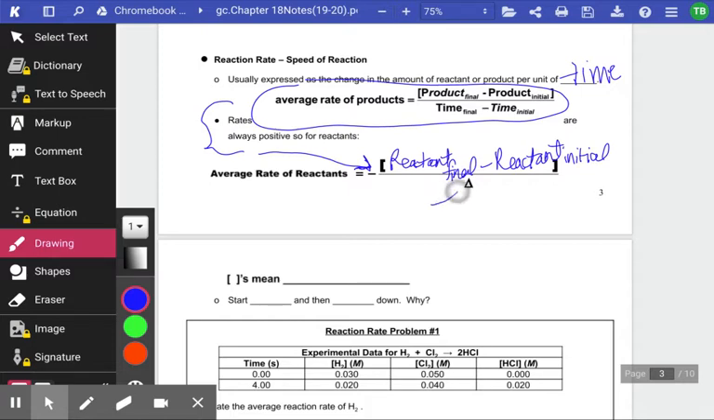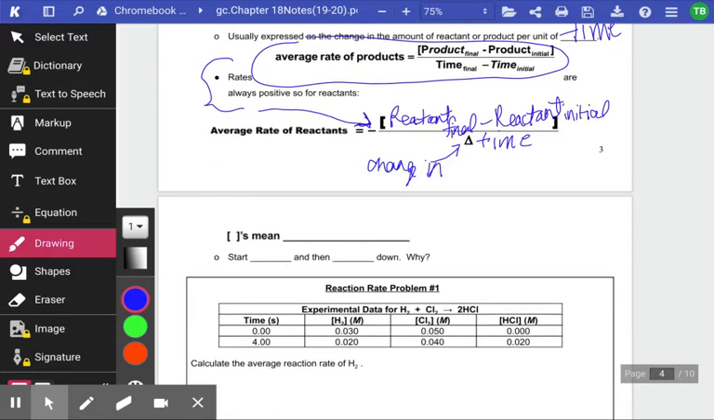The triangle in chemistry always stands for change in. So that means change in time. It's just, again, your final time minus your initial time. When we see those brackets, they stand for molar concentration. Remember, molarity, which we learned in chapter 15, 16, is moles per liter of solution. And that is the common way to calculate concentration for chemistry. So brackets stand for molar concentration, which again is moles per liter.